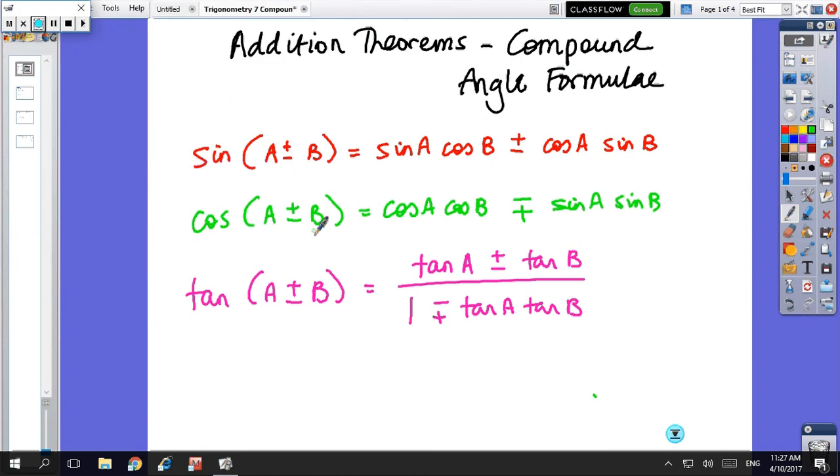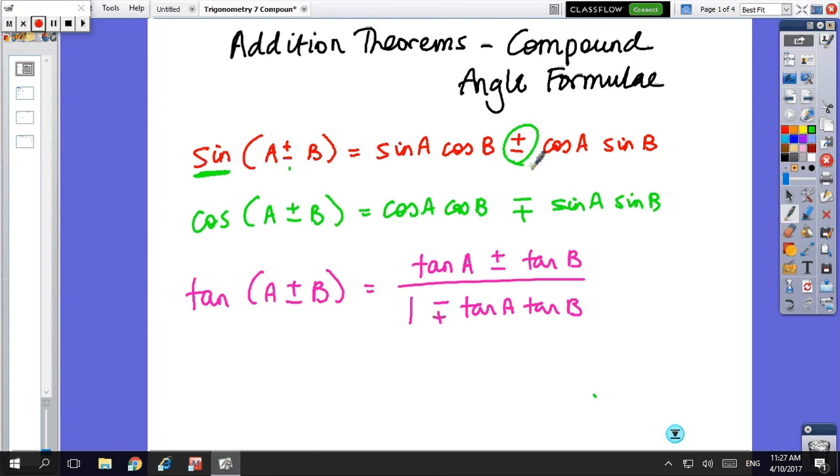Okay, so we're looking at some theorems in trigonometry that are quite useful, and they're called the addition theorems. So you're either adding a positive number or you're adding a negative number. Now the proofs behind these are available quite easily through textbooks or online, but we'll just go straight to the formulas.